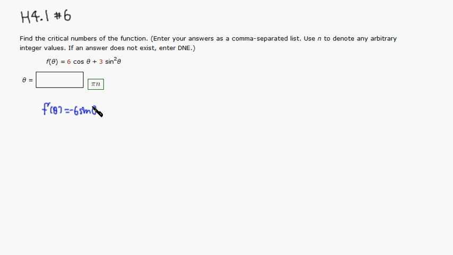of theta, right? The derivative of 3 sine squared of theta would be, put 2 in front, so that's going to be positive 6. And keep the same quantity, so it's going to be sine of theta. And subtract 1 from the power, so it's going to be just the first power. Then multiply by the derivative of the sine function, so it's going to be cosine of theta.